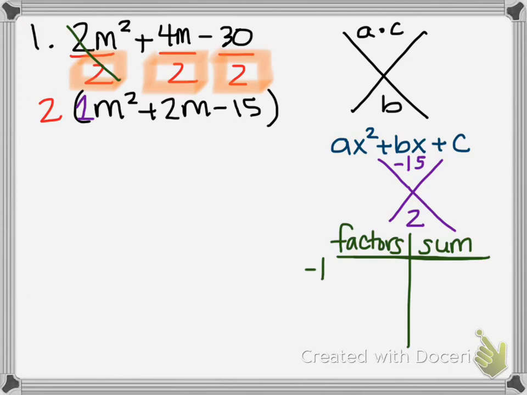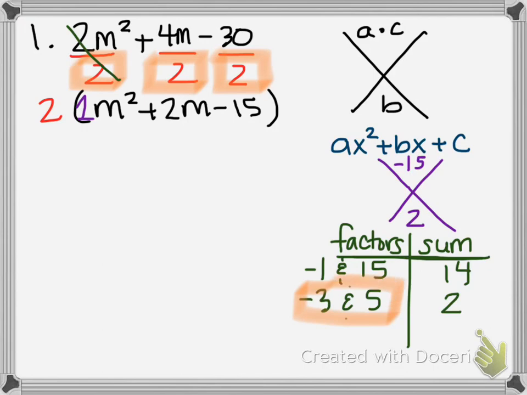Since it's negative, that means one of my factors has to be negative. So if I have negative 1 and positive 15, that multiplies to negative 15, but negative 1 plus 15 gives me 14, which is not what I want. I don't want 14. I want 2. So then we could try a negative 3 and a positive 5. Negative 3 times 5 is negative 15. Negative 3 plus 5 is 2. So these are the 2 factors that I want.